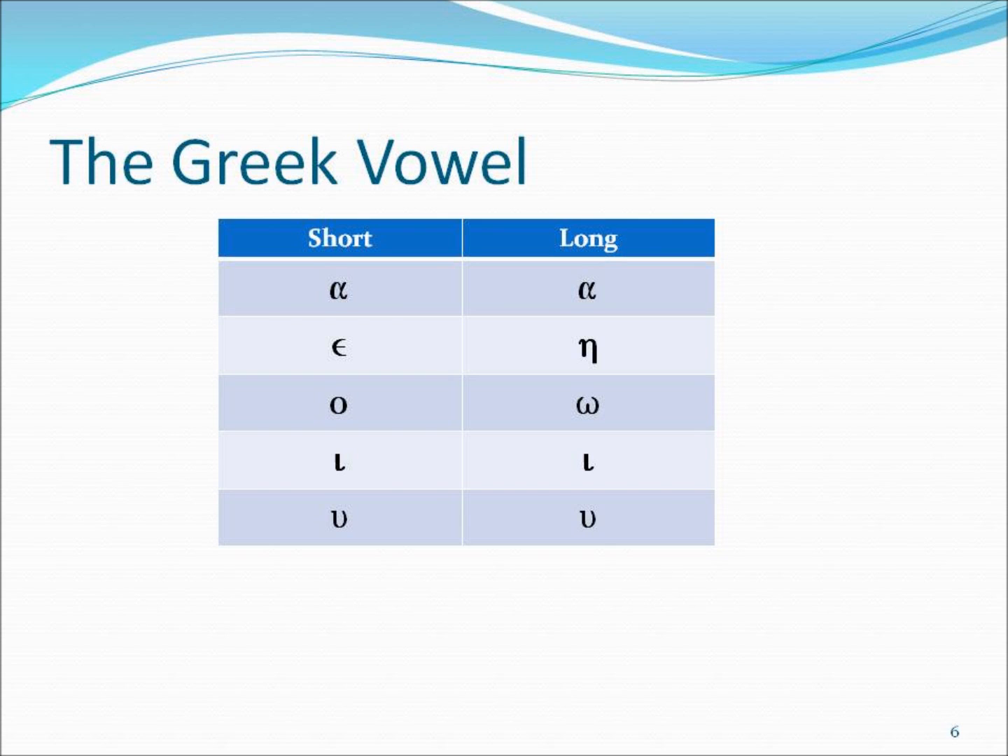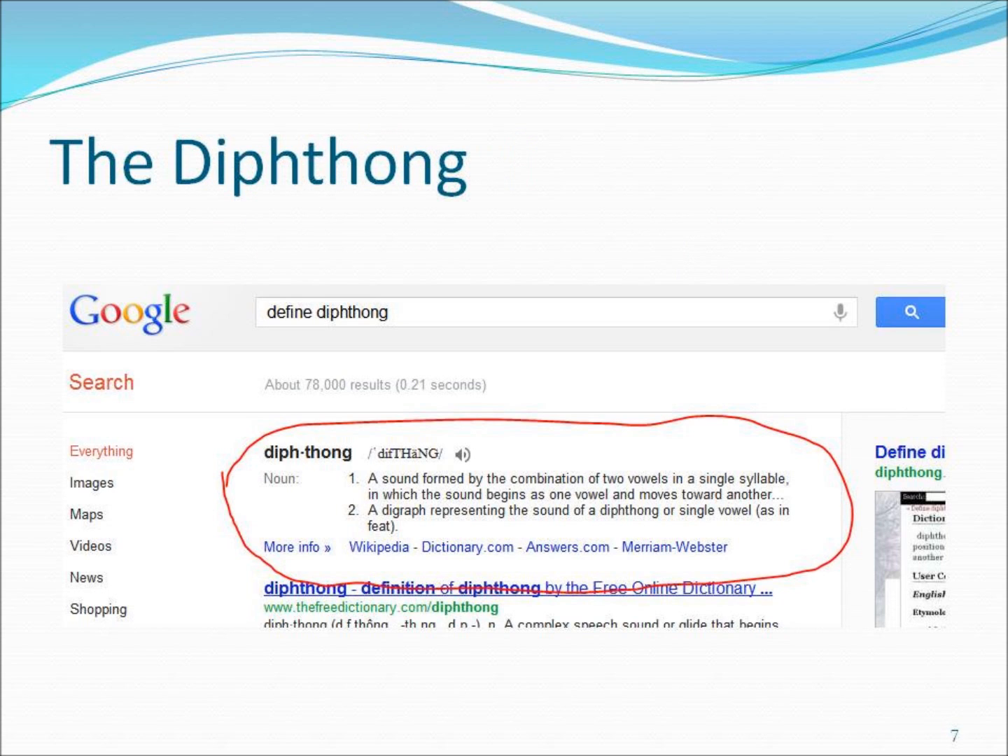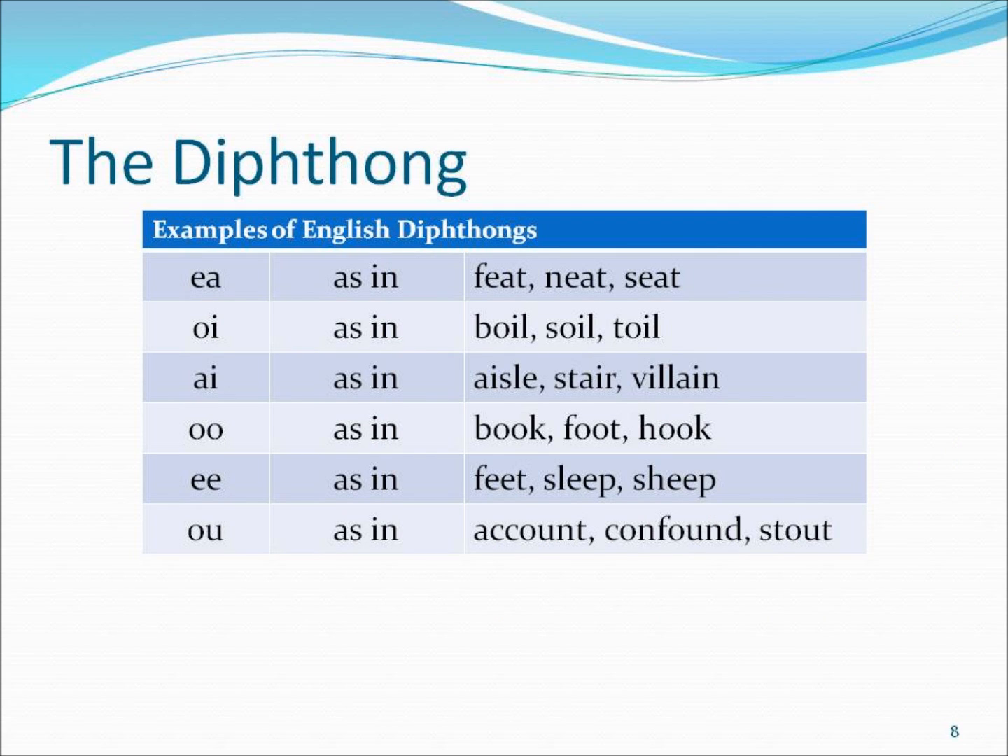the specific vowels. Now that we have a basic understanding of the Greek vowel, let's turn our attention to the diphthongs. According to Google, a diphthong is a sound formed by the combination of 2 vowels in a single syllable, in which the sound begins as one vowel and moves to another. With your familiarization of the English language, you should recognize some of these diphthongs already in English.